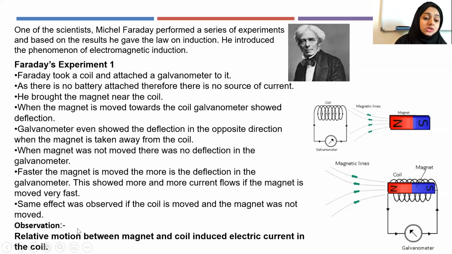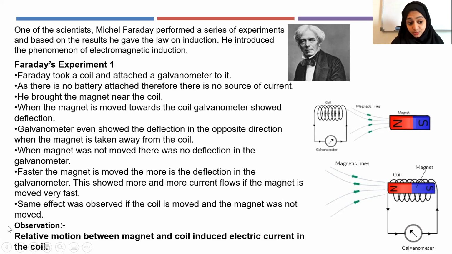Why did he say relative motion? Suppose you keep the magnet inside the coil and move both the coil and the magnet in the same direction with the same speed. Is there a relative motion between them? No. So if both of them are moving in the same direction with the same velocity, there is no current. Only if one is moving and the other is stationary with respect to it, then only there will be current produced.